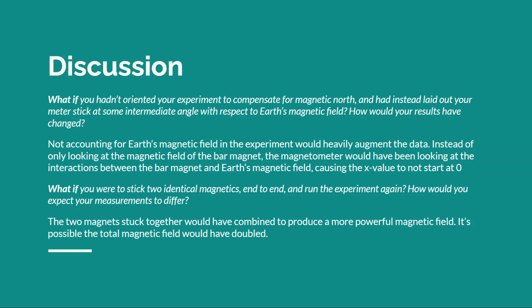And what if we were to stick 2 identical magnets end to end and run the experiment again? How would this have caused our measurements to differ? So the 2 magnets stuck together would have combined to produce a more powerful magnetic field. It's possible the total magnetic field would have doubled. We just need to run some trials to prove this.